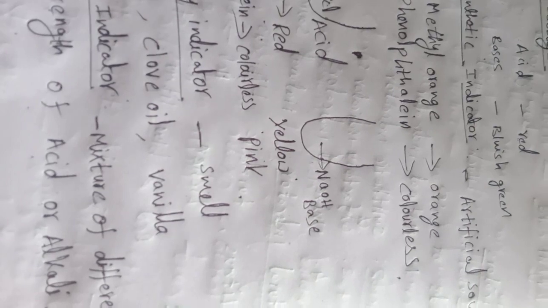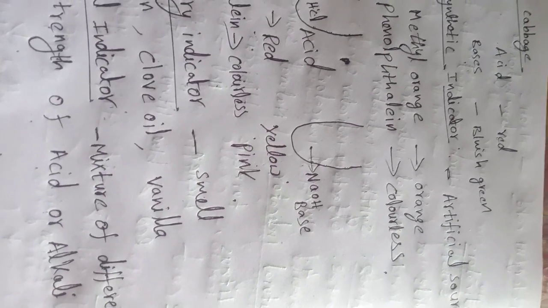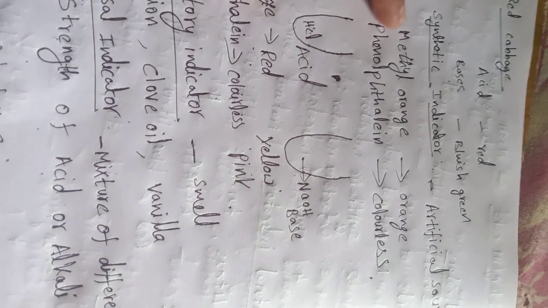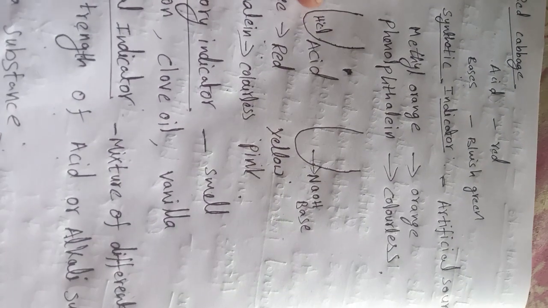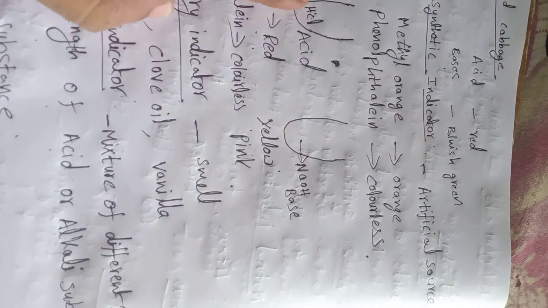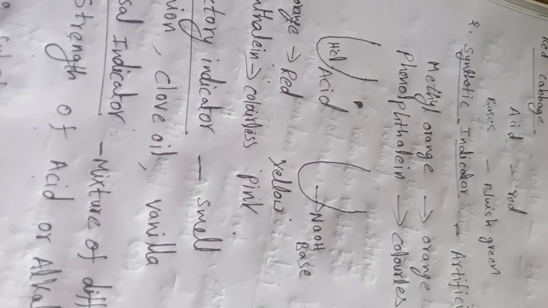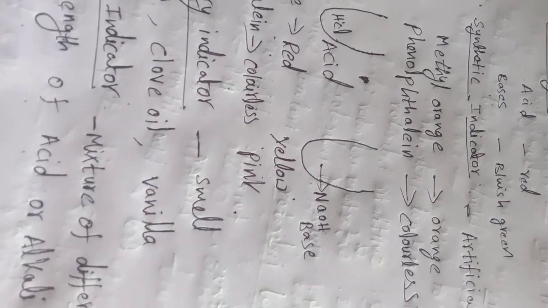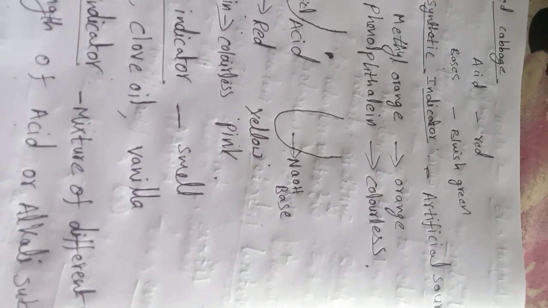Coming to synthetic indicators, they are obtained from artificial sources. For example, methyl orange and phenolphthalein are used in laboratories. Methyl orange is orange in color, phenolphthalein is colorless. In a test tube take acid, hydrochloric acid, and in another test tube take a base, sodium hydroxide. Methyl orange turns red in acids and yellow in bases. Phenolphthalein remains colorless in acids and changes to pink with base.